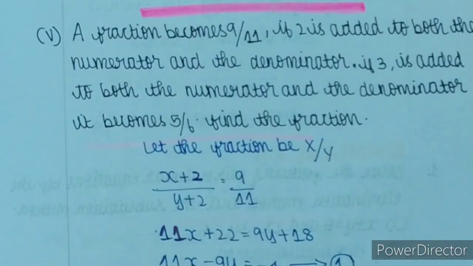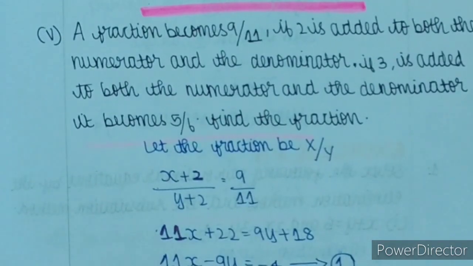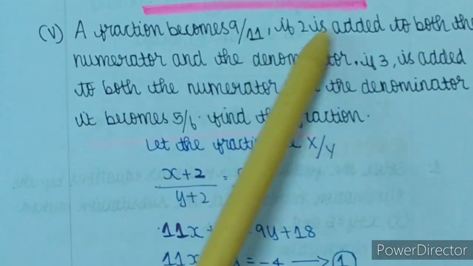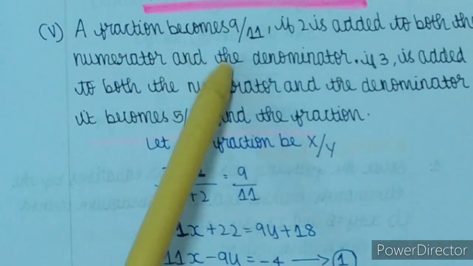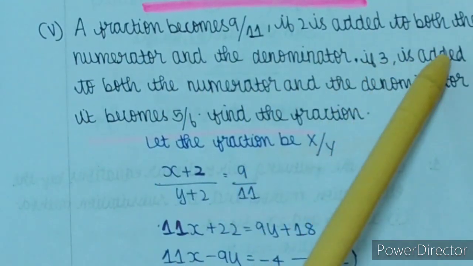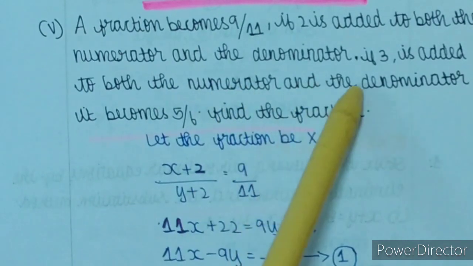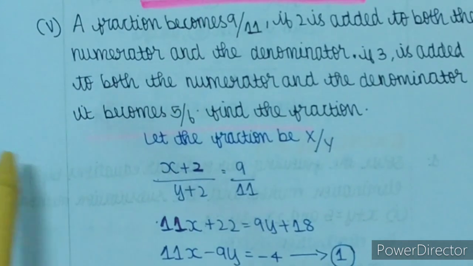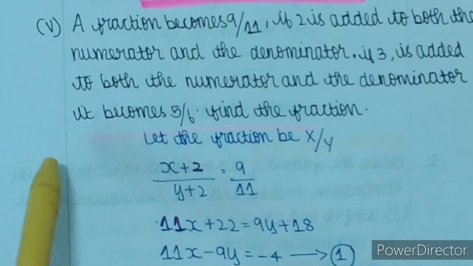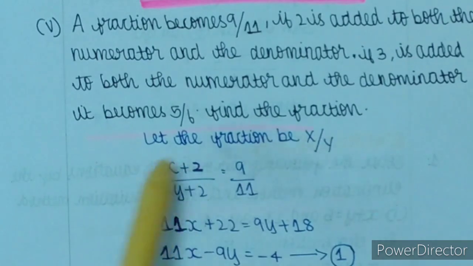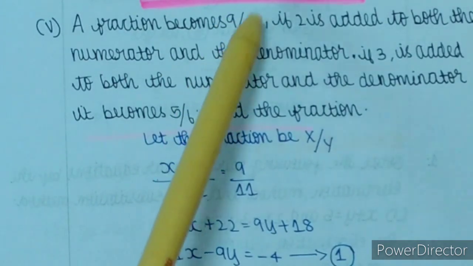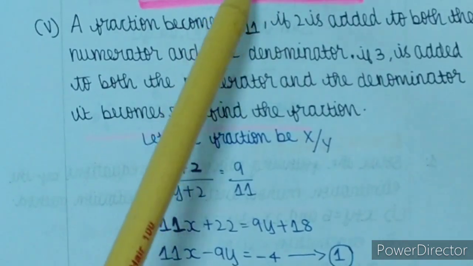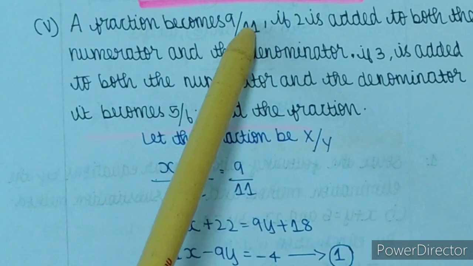Now, the fifth subdivision is: a fraction becomes 9 by 11 if 2 is added to both the numerator and the denominator. If 3 is added to both the numerator and the denominator, it becomes 5 by 6. Find the fraction. First, I will explain what a numerator and denominator are in a fraction. Let's take this 9 by 11 in this question itself. The number above the slash is the numerator and below the slash is the denominator.